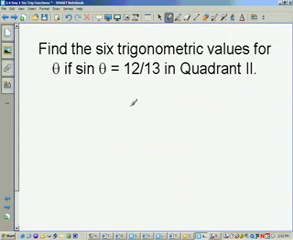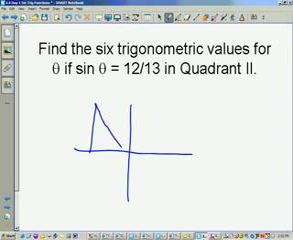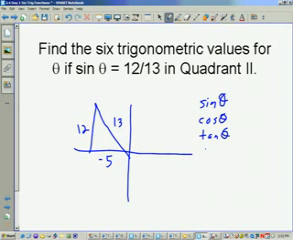Now we're going to try sine of theta is 12/13 in quadrant 2. So we'll draw a triangle in quadrant 2, 12 over 13. This side is going to be 5, again a 5, 12, 13 triangle. Now this is negative because we're moving to the left. Now we'll write sine of theta, cosine of theta, tangent of theta, cosecant of theta, secant of theta, and cotangent of theta.